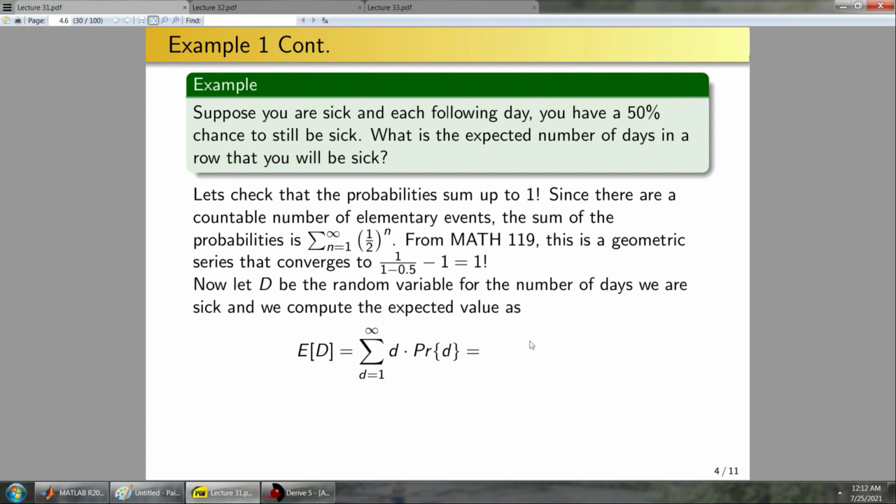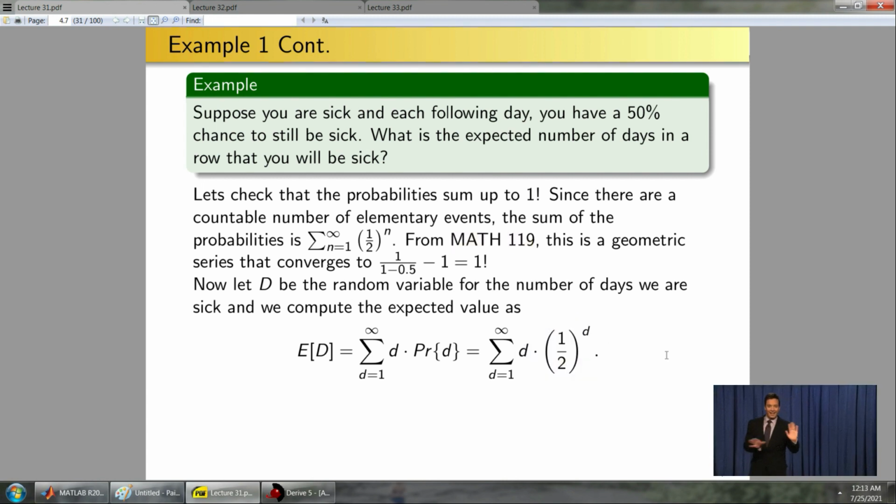So the formula for the expected value of d will simply be the sum from d equal to 1 to infinity. So again, this is the sum over all of the elements in our sample space, and our sample space is the set of all natural numbers. Therefore, I get this infinite sum of d times the probability of d. Well, from the previous slide, we know the probability of d is simply 1/2 to the d. So from here, I get this sum. Now, this is exactly a Math 119 type problem to find what this sum converges to.